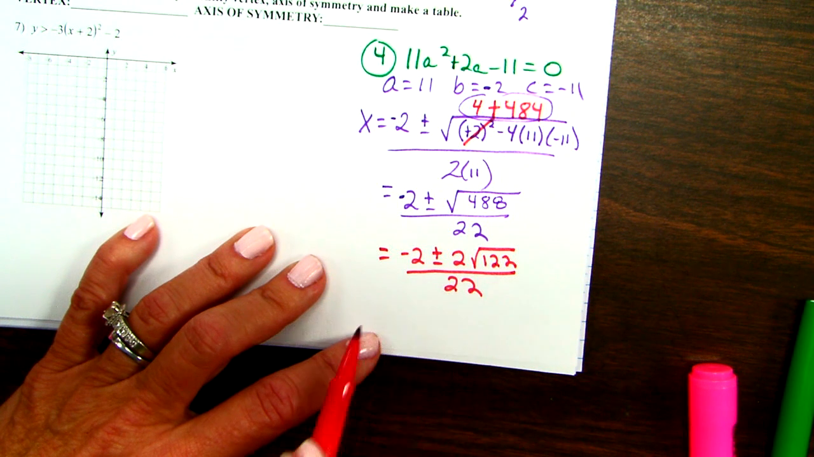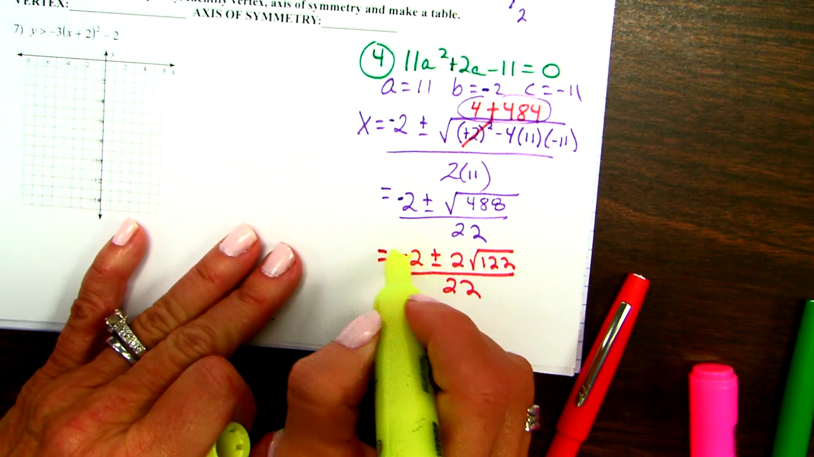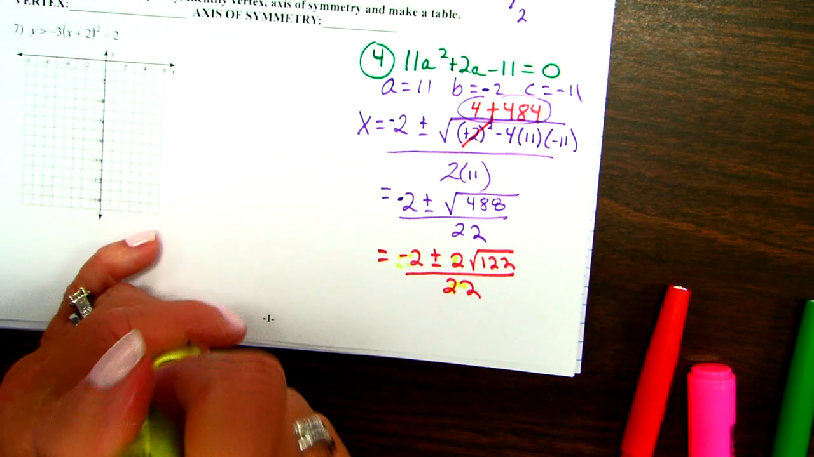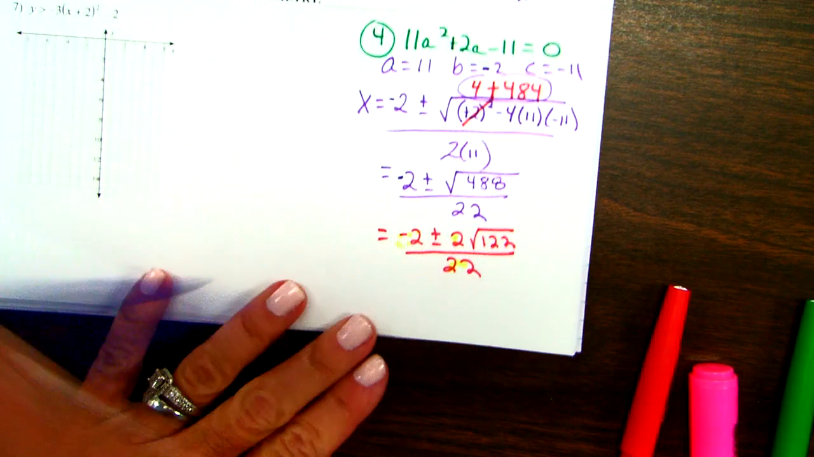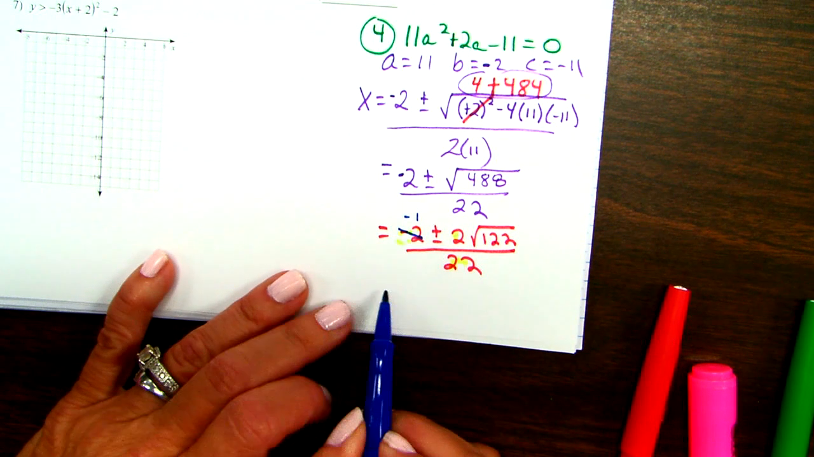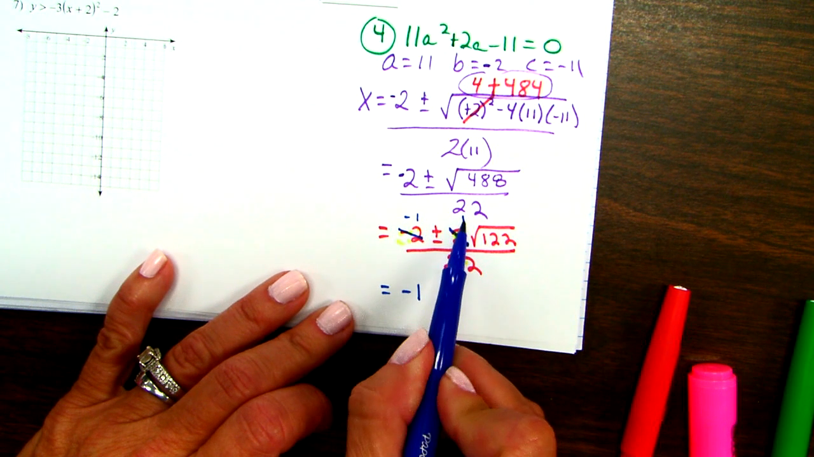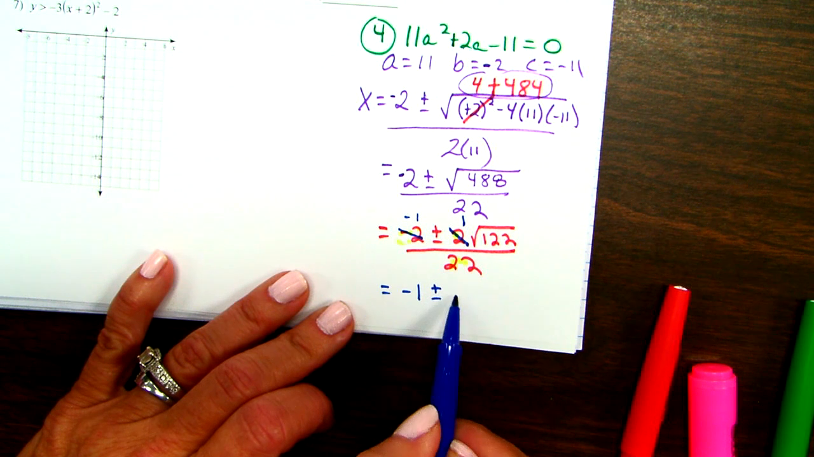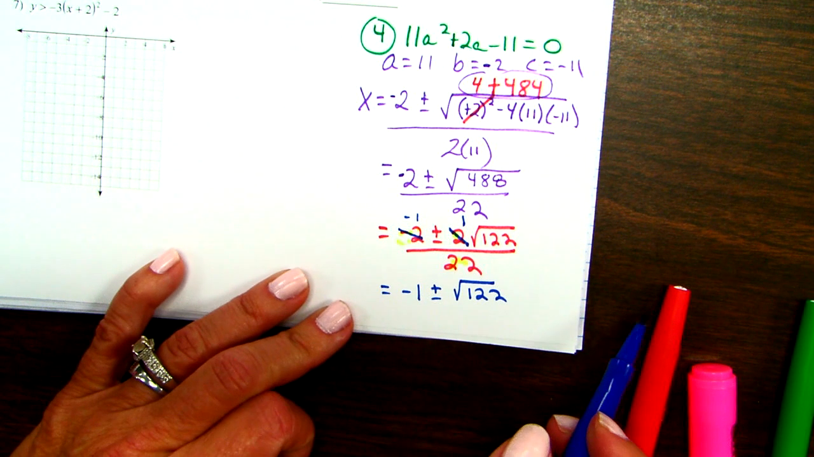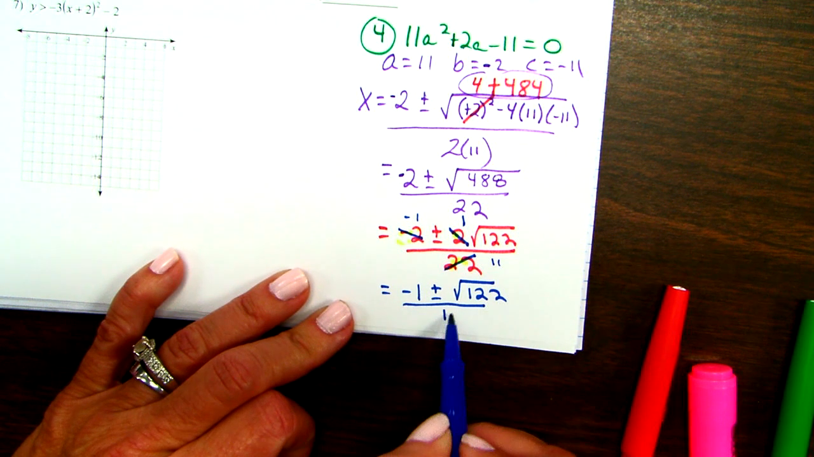That's done. Then the last step is to say, can I simplify these numbers out front? And I can. They're all just divisible by 2, right? So if I divide negative 2 by 2, I get negative 1. I divide 2 by 2, I get 1. So I don't really need to put a 1 in front of the square root of 122. If I do, it's okay, but it's not necessary. Okay? And then I divide 22 by 2, I get 11.